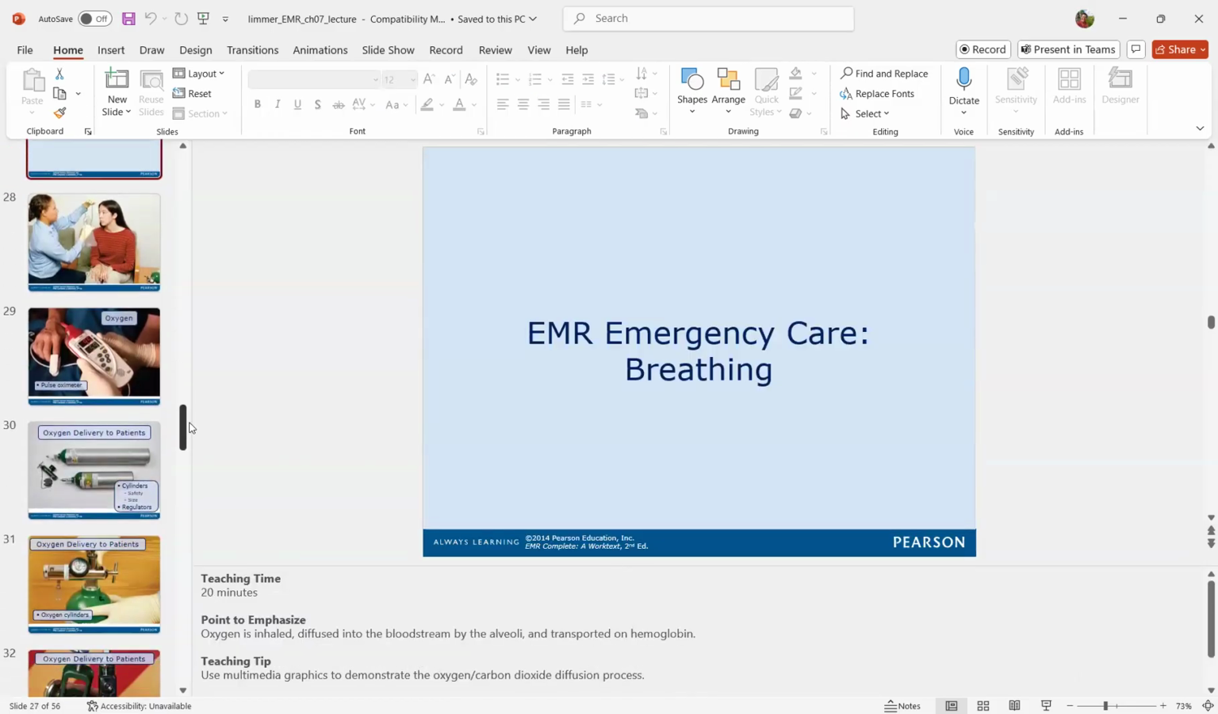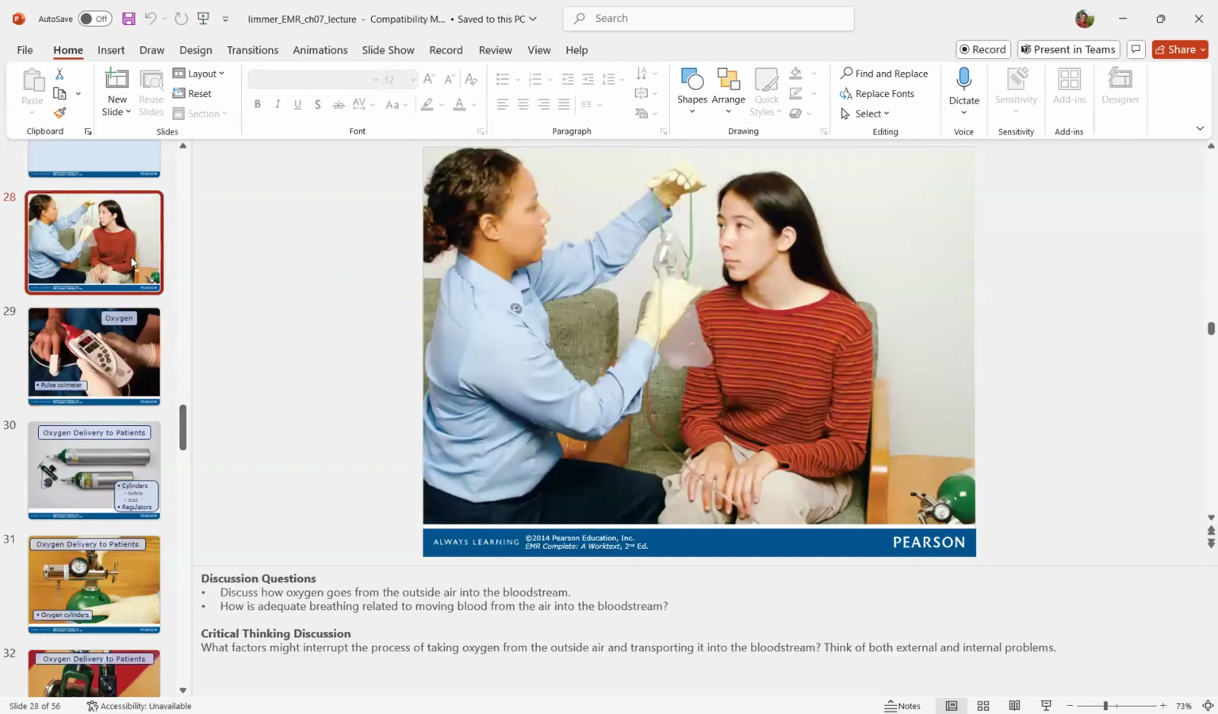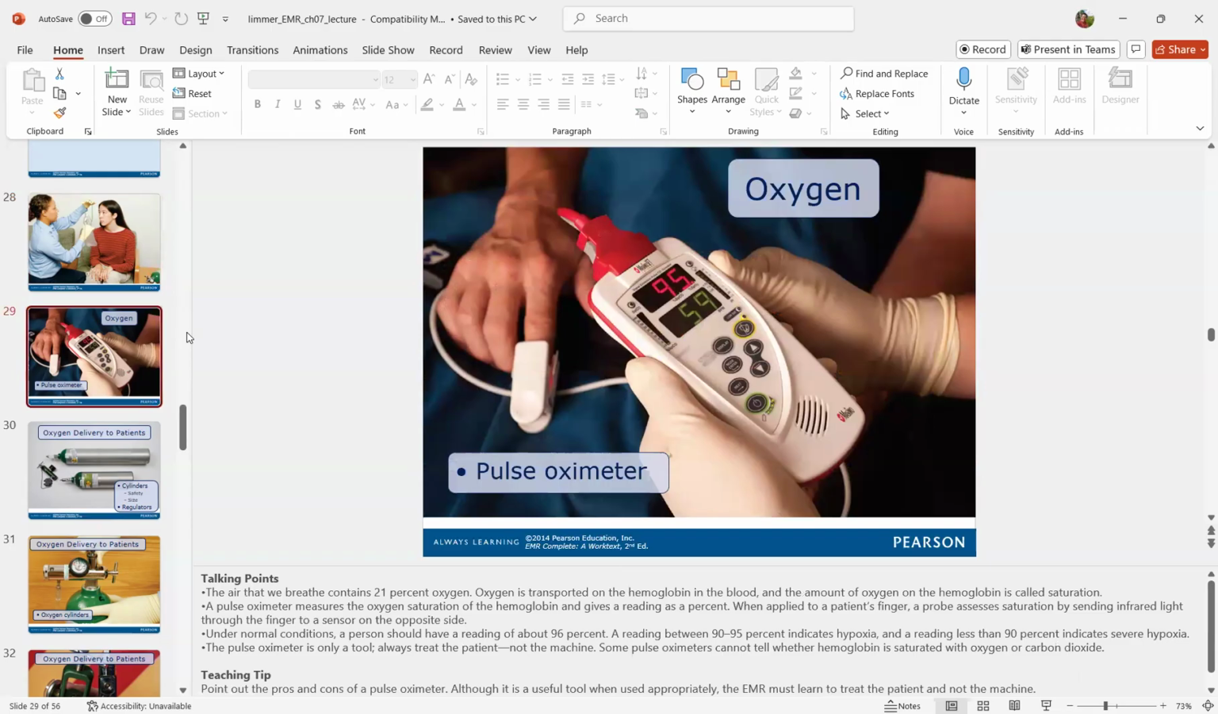All right, emergency care for breathing. So we'll talk about some different types of oxygen masks, oxygen tanks, and that type of thing. So let's start with this one. This is a pulse oximeter.